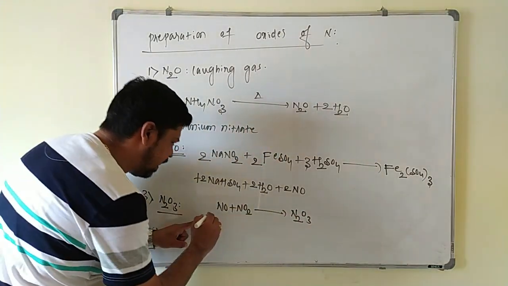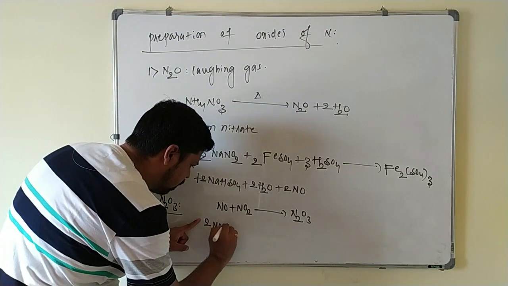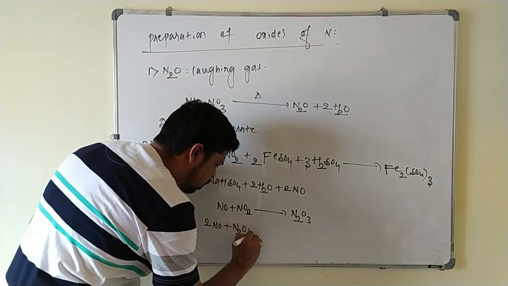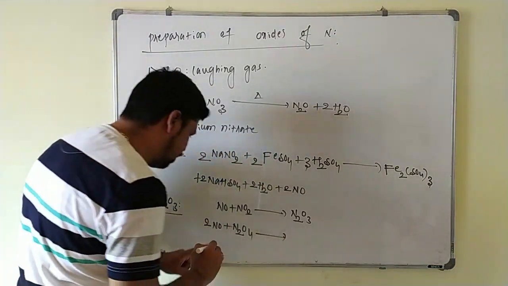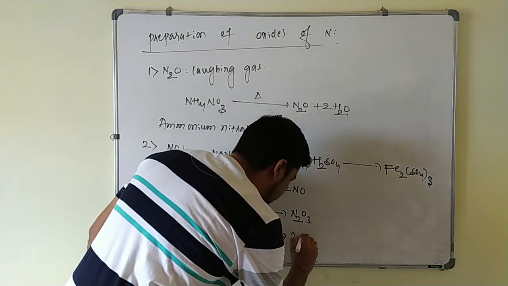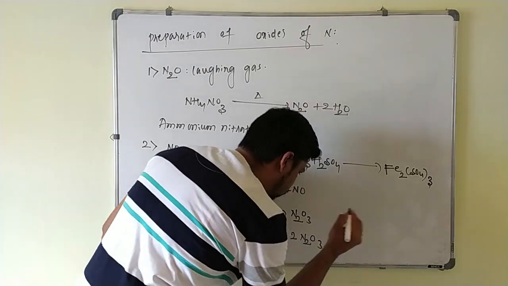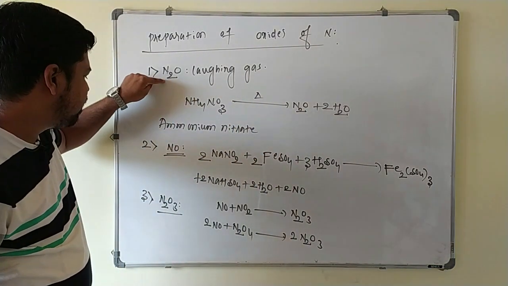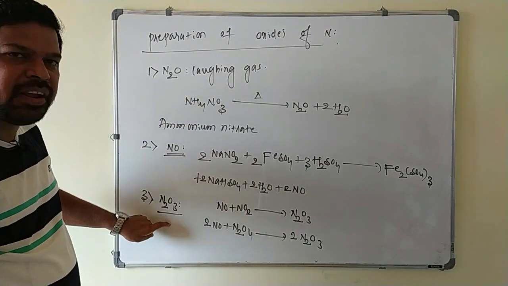N2O3, or else you can write this reaction as 2 NO combines with its dimeric form. NO2 can be written as N2O4. So now it will give 2 N2O3. This is the preparation of N2O, NO and N2O3.